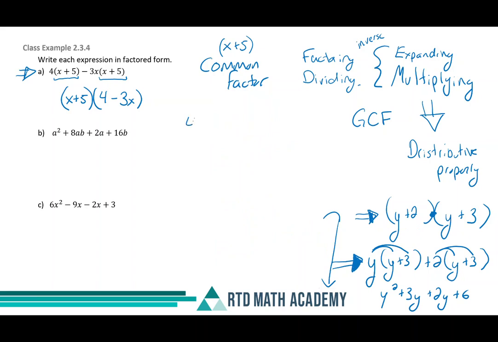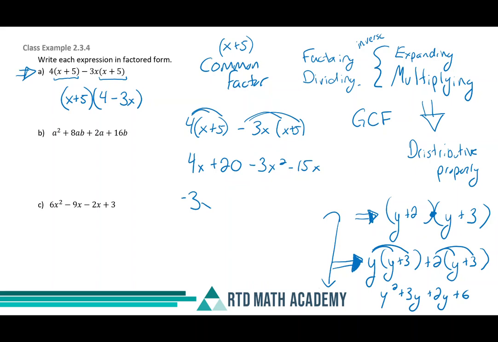So let's try that. Let's multiply 4 times x plus 5 and negative 3x times x plus 5. I'm going to expand these out. So 4 times x, 4 times 5, negative 3x times x, and negative 3x times positive 5. And let's collect like terms. I'm going to go in descending order.